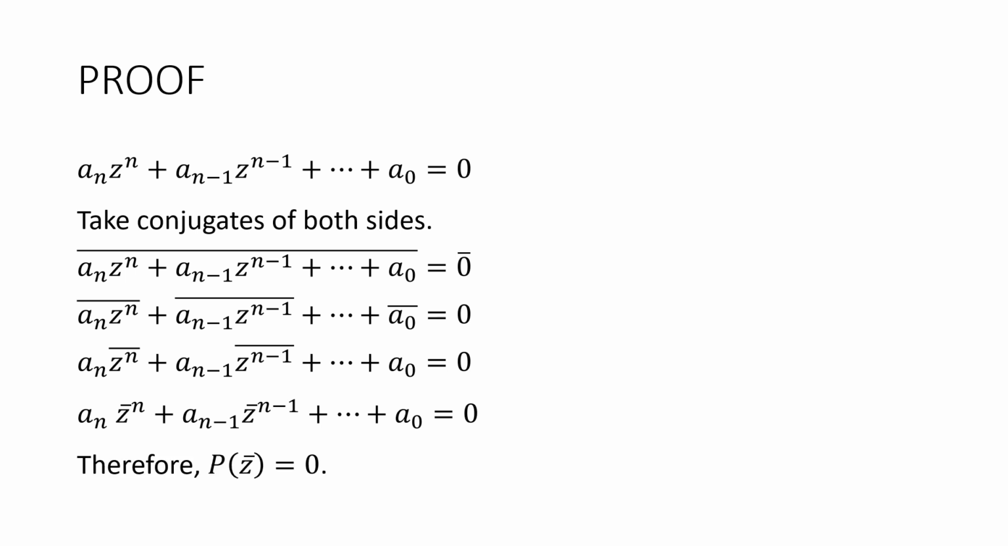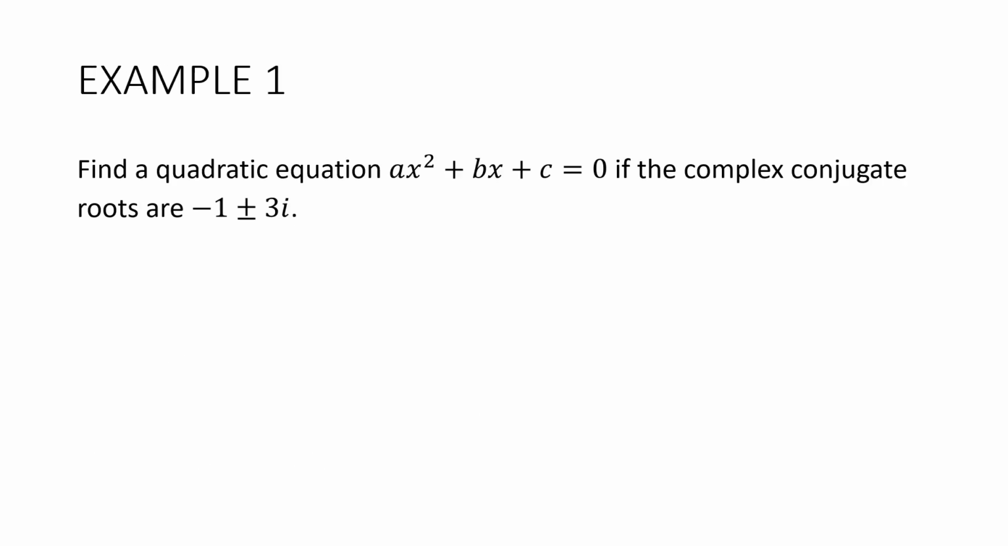And so we've proved it. Let's look at a couple of examples. Example 1. Find a quadratic equation ax squared plus bx plus c is equal to 0 if the complex conjugate roots are -1 plus or minus 3i.